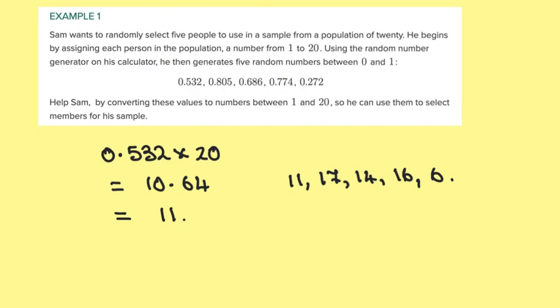Please note, in this case, we wanted 5 unique random numbers. If our calculator generated 2 numbers that were similar, we could end up with the same value when converted to a number between 1 and 20. In this situation, we would keep generating additional random numbers until we had 5 that were unique.